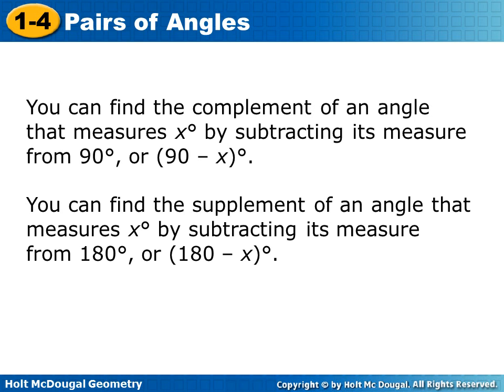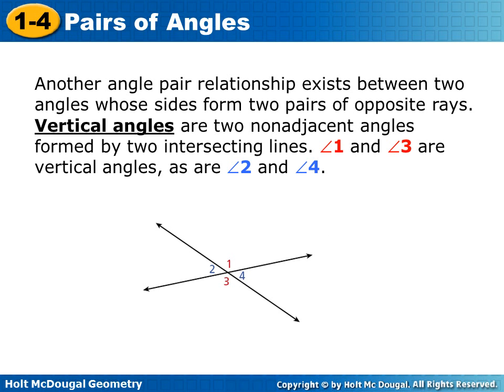Another angle pair relationship exists between two angles whose sides form two pairs of opposite rays. So you have two lines crossing at an x. Please make sure that when you do this, you have two straight lines. Neither of the lines can be bent. They have to be two perfectly straight lines, and they form vertical angles.